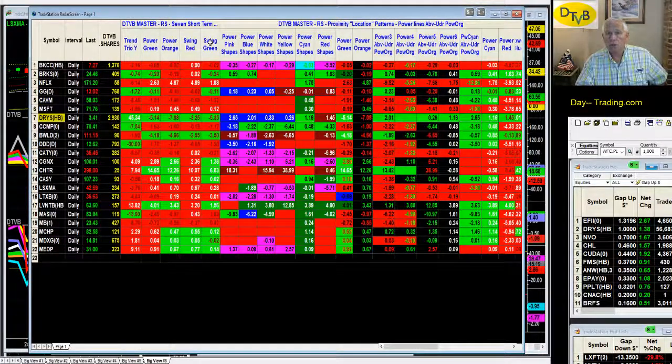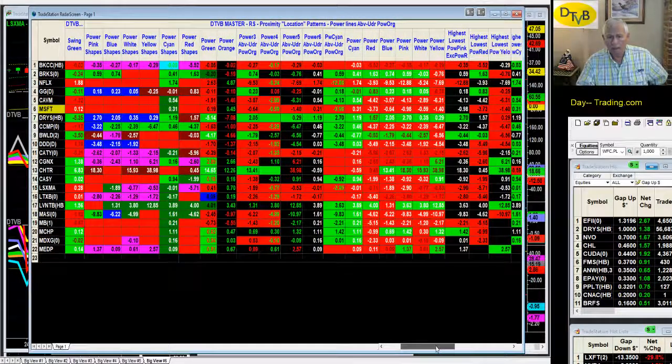Remember, the trend trio, yellow, pink, and blue, move faster than the other 2 groups, the power green and orange and the swing red and green. So just an excellent system of master indicators for quick reference. And the other thing is, keep in mind it's live. This is instantaneous on the radar screen.